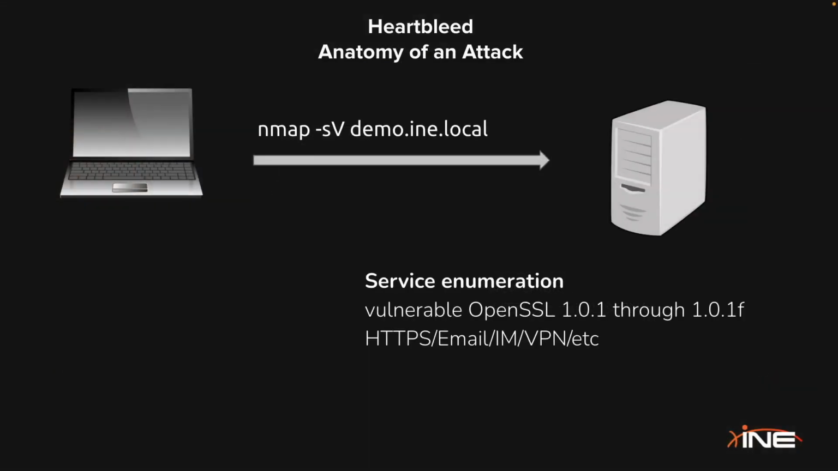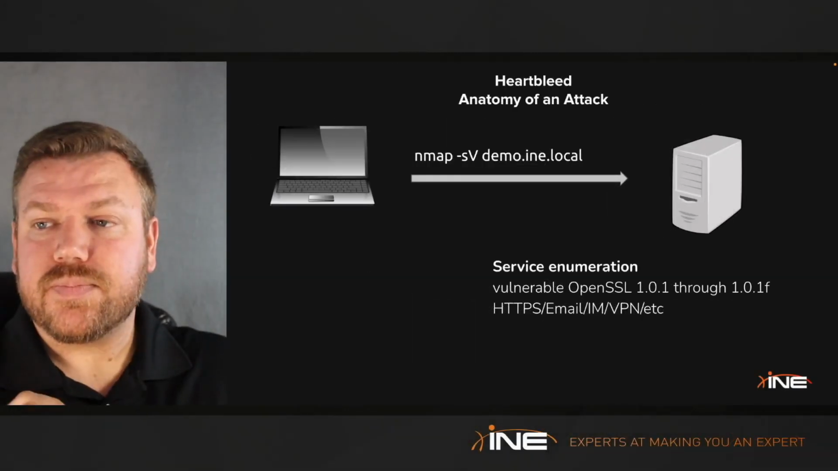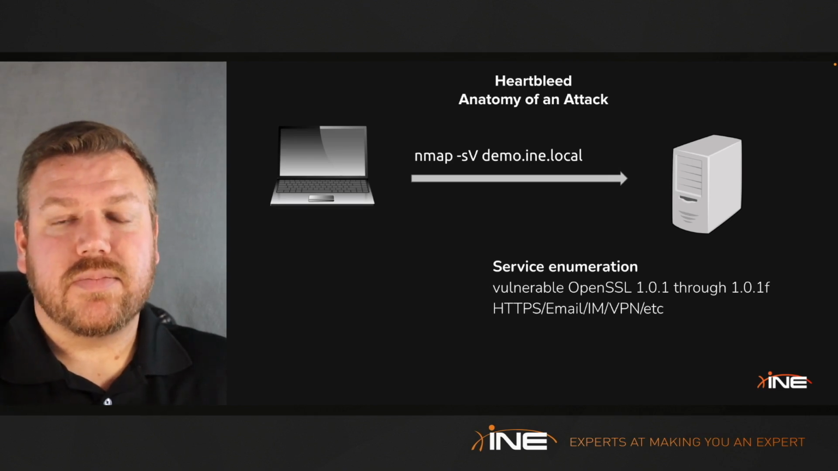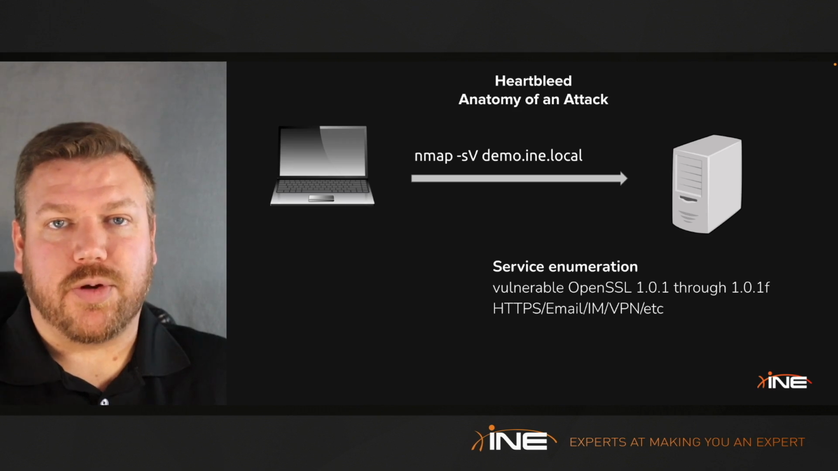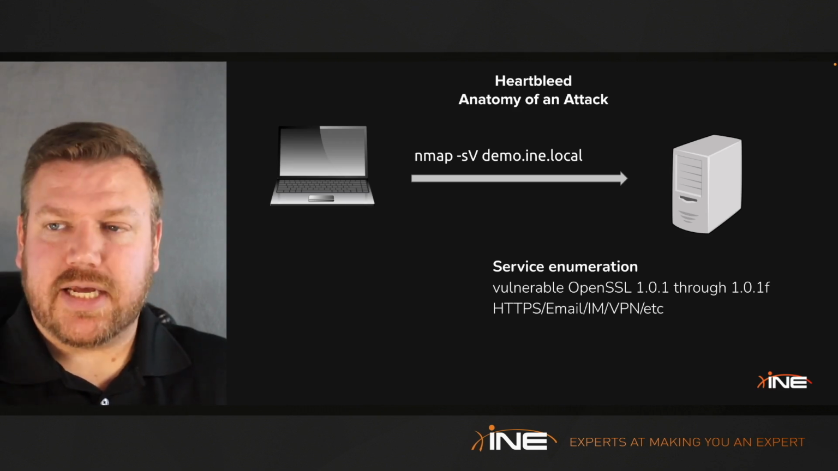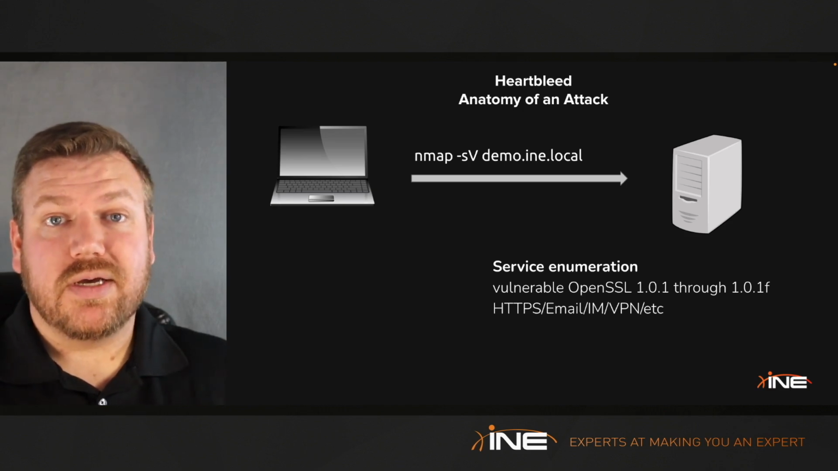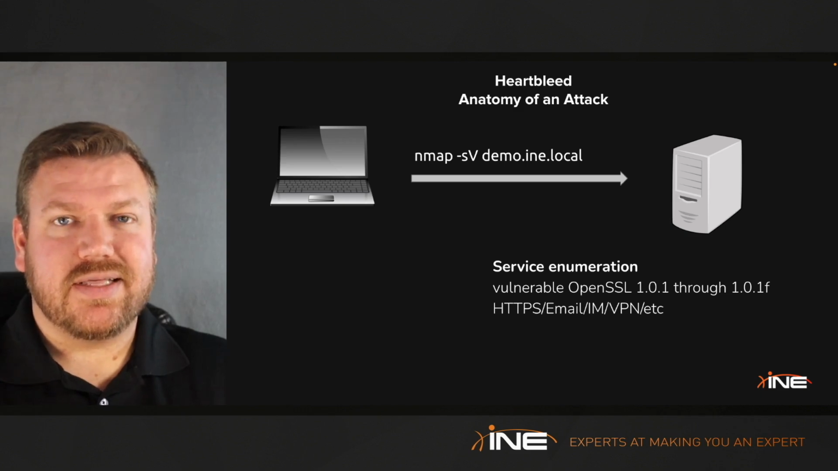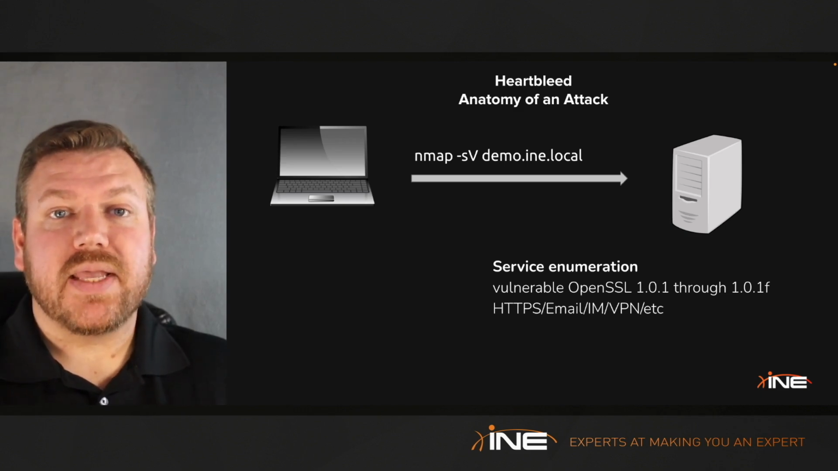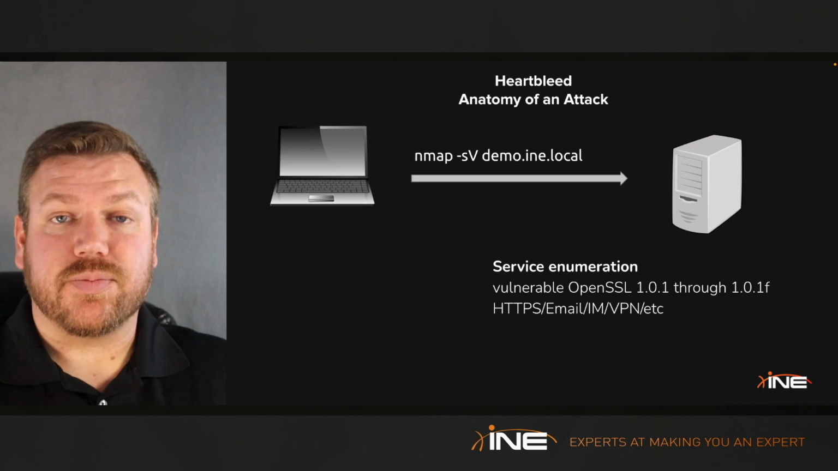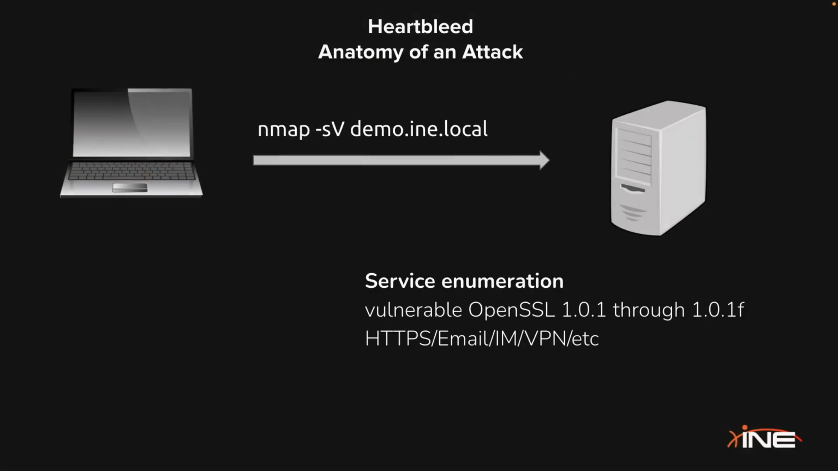So you can run your Nmap scan, check for services. If you come across something that uses encryption, it might utilize OpenSSL 1.0.1 through 1.0.1f, and then you could utilize an actual proof of concept and run the vulnerability, exploit that vulnerability, and this is what it would look like.